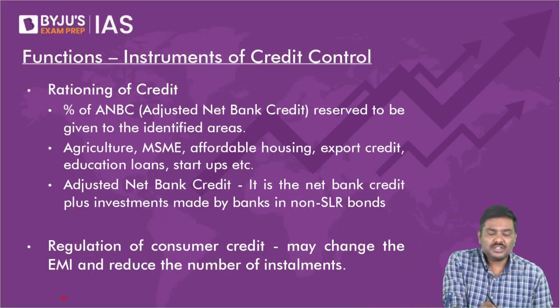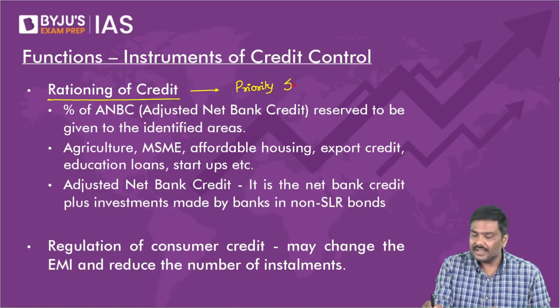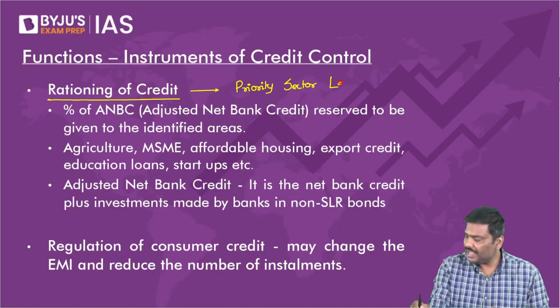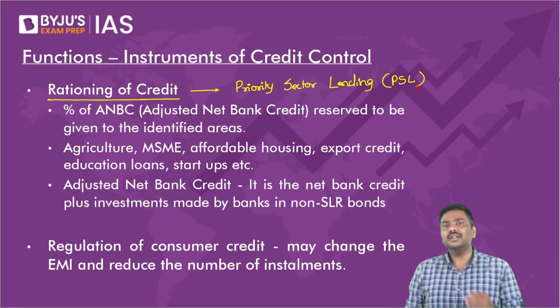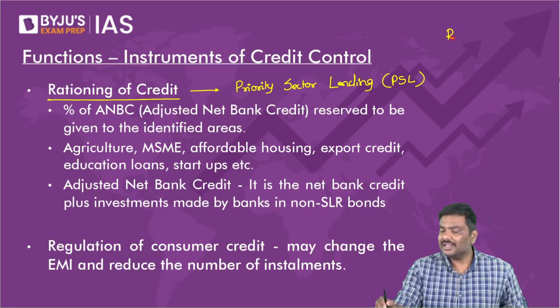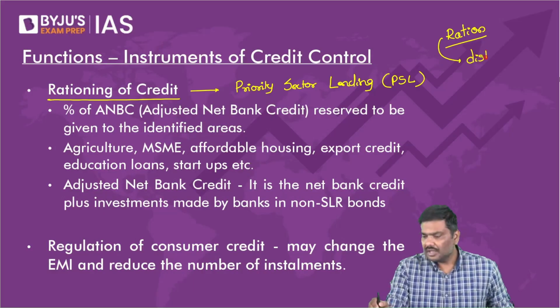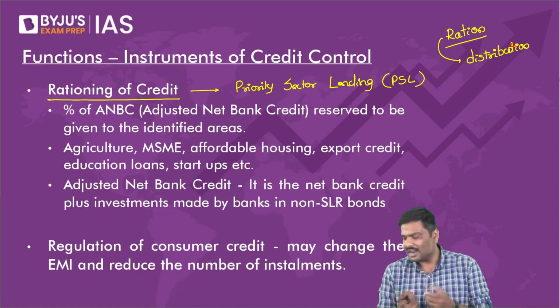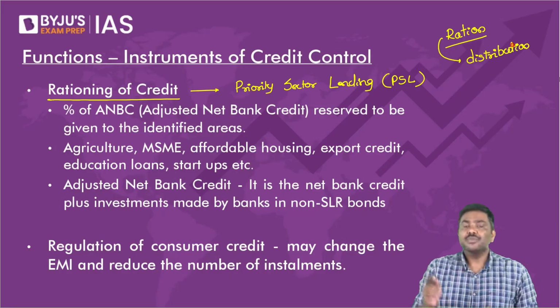Qualitative set of tools. The first one is the concept of rationing of credit. Under this, we'll discuss the concept of priority sector lending, PSL. First and foremost, please understand what you mean by rationing of credit. What do you mean by rationing? Rationing simply means distribution. Rationing of credit simply means distribution of credit.